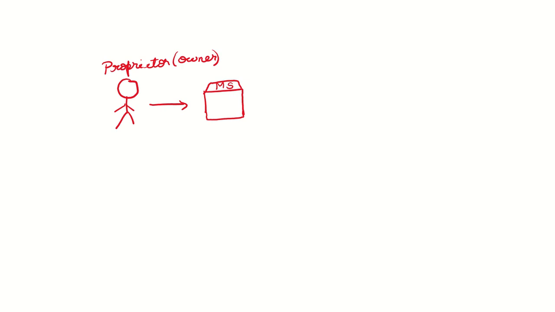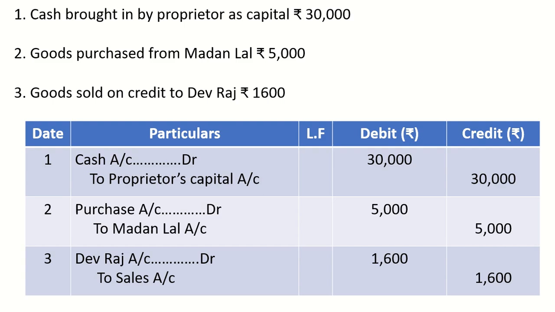Okay, so to start the business, suppose he is in requirement of rupees 10 lakhs. Okay, so he is investing in this medical shop rupees 10 lakhs. So this 10 lakh is known as what? Capital. Okay, so the money invested by the proprietor in the business is known as what? Capital. Okay, so the first entry is here cash brought in by the proprietor as capital.